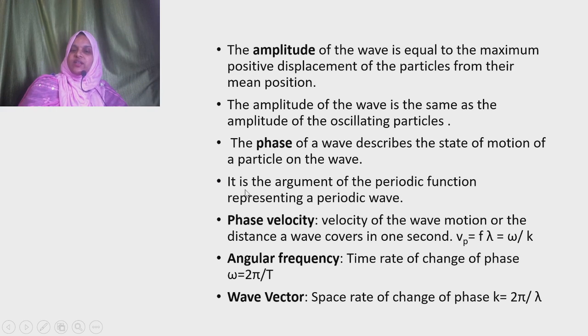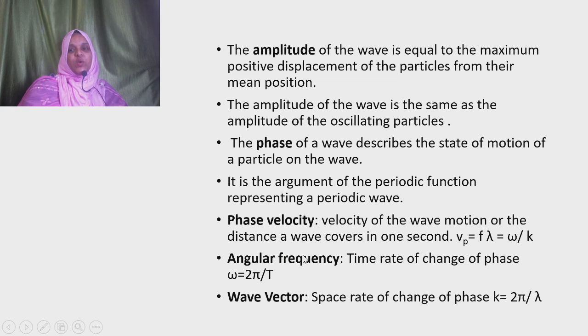Now we have another property, that is phase velocity. The velocity of the wave motion, or the distance covered by a wave in 1 second, is known as the phase velocity. It is usually represented as Vp, which is equal to frequency times wavelength, f lambda. It can also be defined as omega by k. Then we'll see what omega and k are.